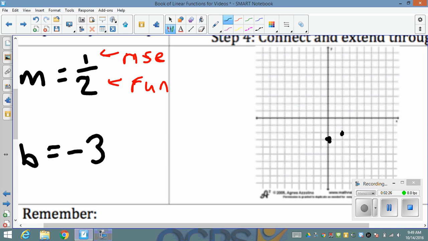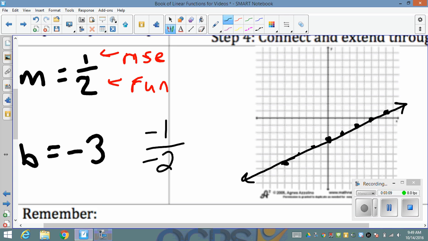I can count it out several times. Up 1 and to the right 2, up 1 and to the right 2. Keep in mind I can also count down 1 and to the left 2. So I'm going to go back to my y-intercept. I'm going to go down 1 and to the left 2, down 1 and to the left 2. Gives me this nice straight line. I'm going to connect and extend through. The more times you count out your slope, the straighter your line's going to be.